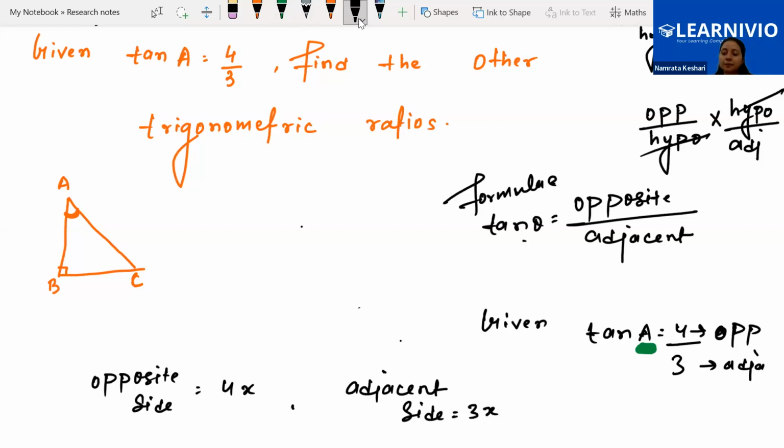In this triangle, BC is opposite. AB is adjacent. Yes, AB is adjacent. We can take it as 3x. And BC is opposite, we can take it as 4x. Now, with the help of the Pythagoras theorem we will be able to find AC. Find AC by using the Pythagoras theorem. Find it, Abdul and Sumaya.